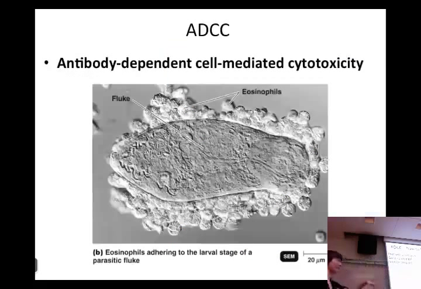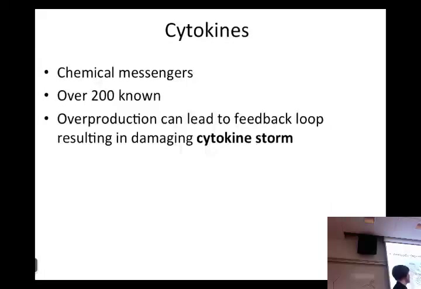Lots of flagging and then lots of things coming in that can secrete enzymes that will make holes in this guy. So here's an example of a larval stage of a parasite. And all of these cells are eosinophils, this particular kind of white blood cell that targets parasites, just totally going after this guy.